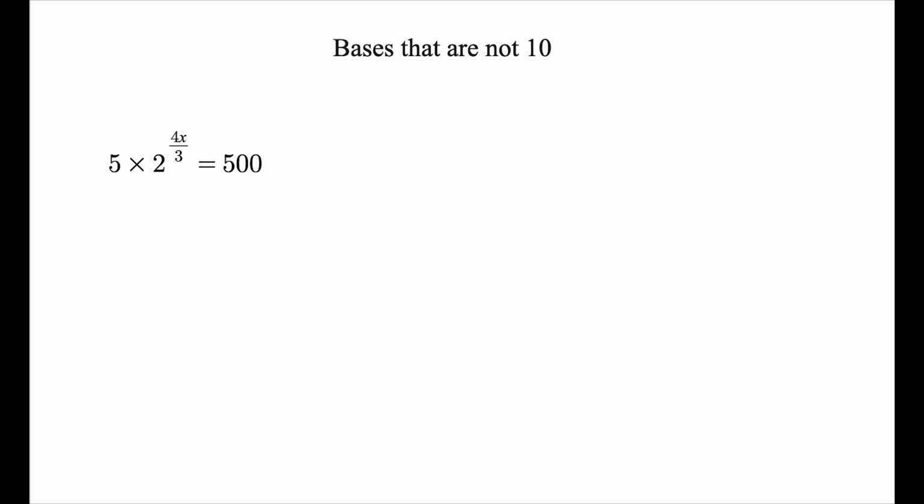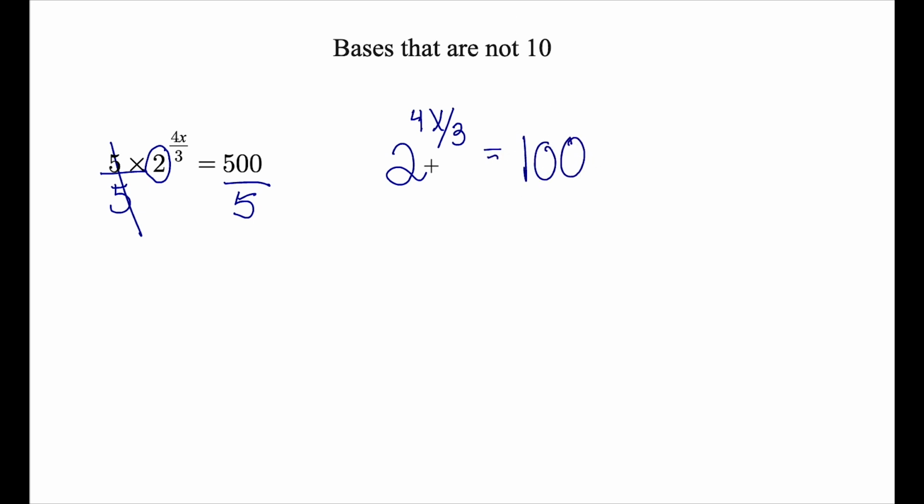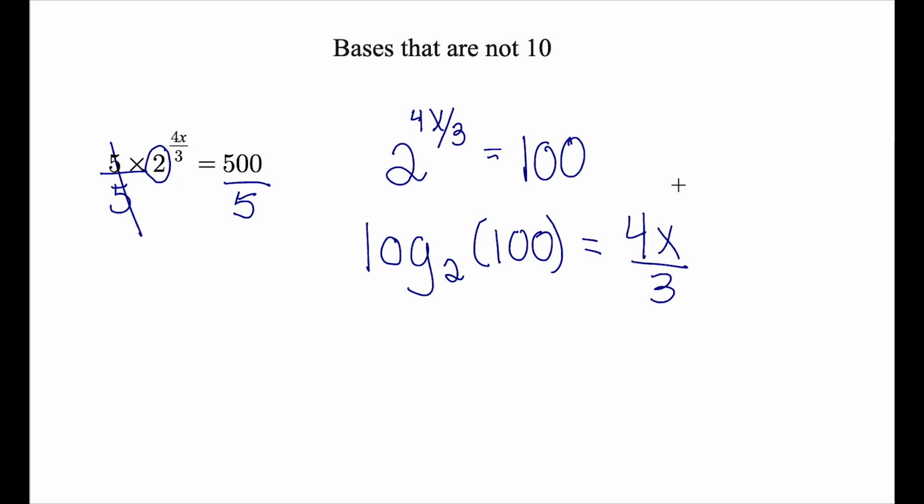But what about when the base is not 10? Here my base is 2. So we start off the same way. Divide both sides by the coefficient. 2 to the power of 4x over 3 equals 500 divided by 5, or 100. To write this in logarithmic form, and there's no e, so we're going back to regular log, log base 2 of 100 equals 4x over 3.